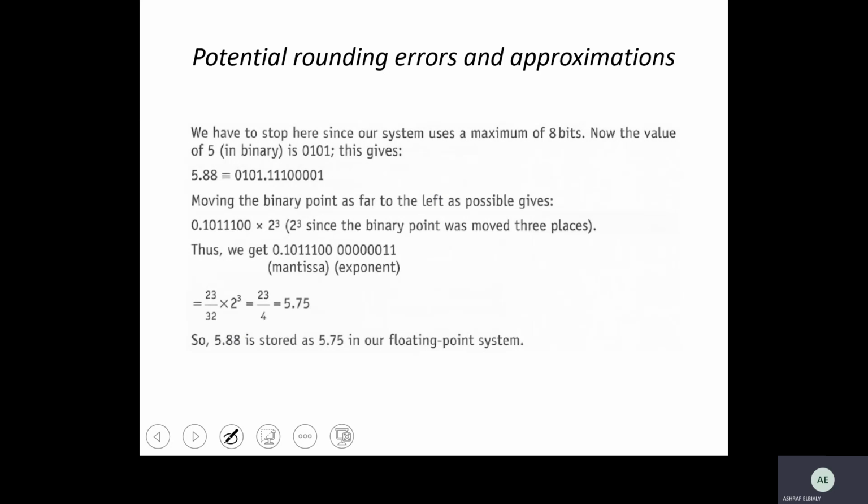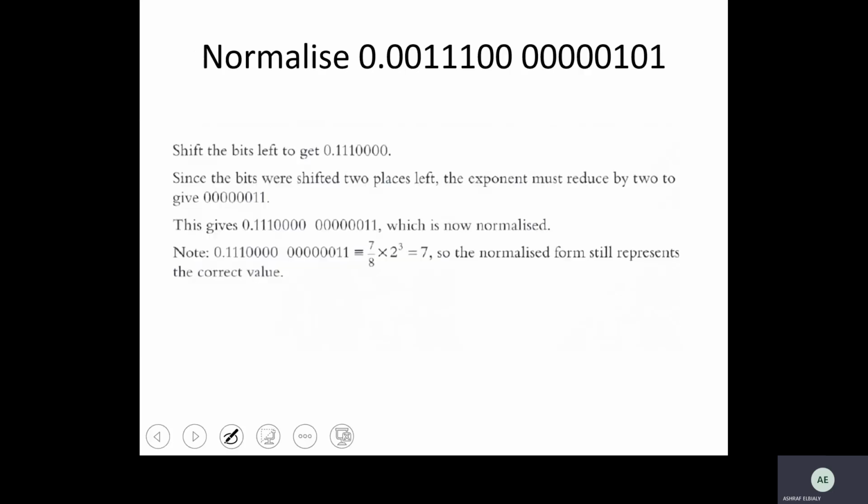Now the value of 5 in binary is 0101. Moving the binary point as far to the left as possible gives this value times 2 to the power of 3, since the binary point was moved 3 places. So 5.88 is stored as 5.75 in our floating point system because we require a maximum of 8 bits. So we don't have many spaces or positions to store the binary points.